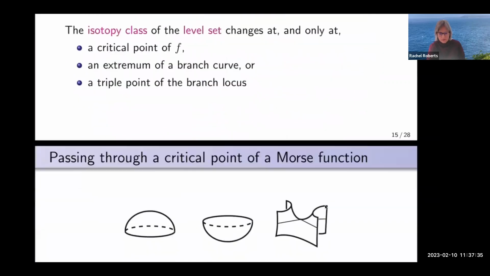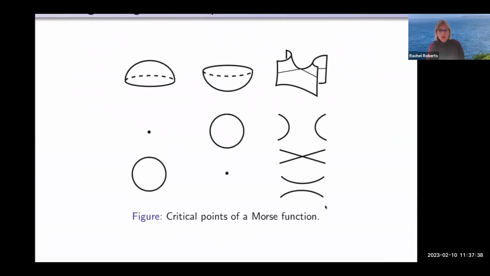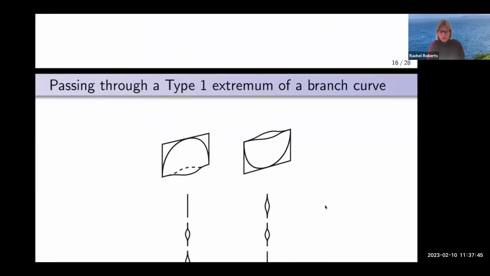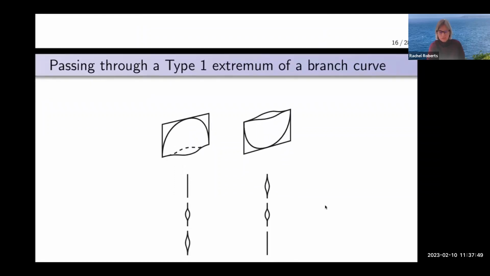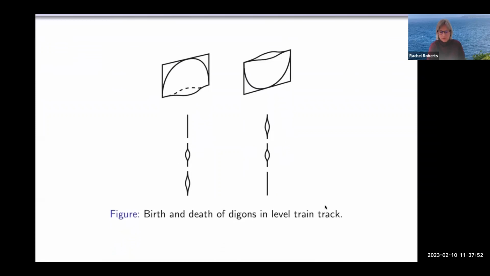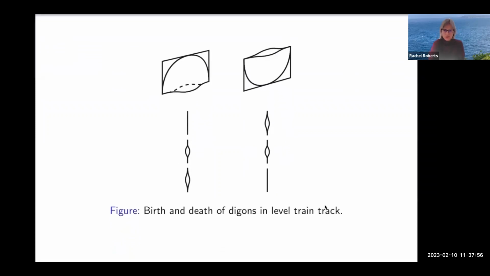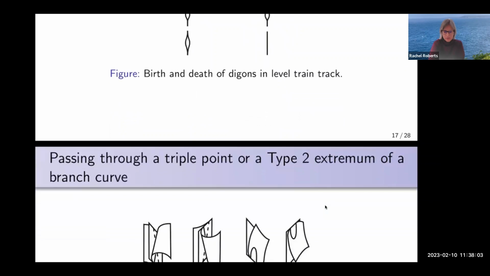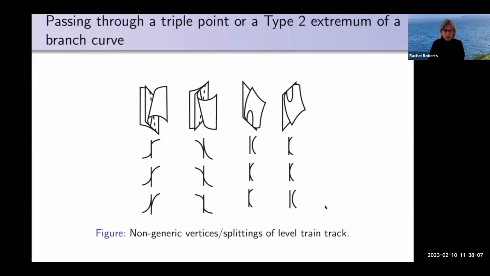So let's just jump down. So here is just standard critical points of F. Here we have the first type of extrema of the branch curve, a splitting of a train track as we pass through one of those things. So I can think of those as birth and death of digons in the level train track. And we can think about, let's see, so we've looked at the type 2 extrema of a branch curve. So if we look at the left, let's think about passing through a triple point, which we know doesn't correspond to an extremum of F restricted to the branches. And so what we see are those two possibilities on the left.